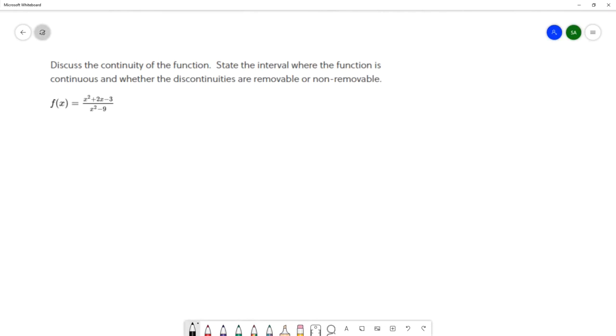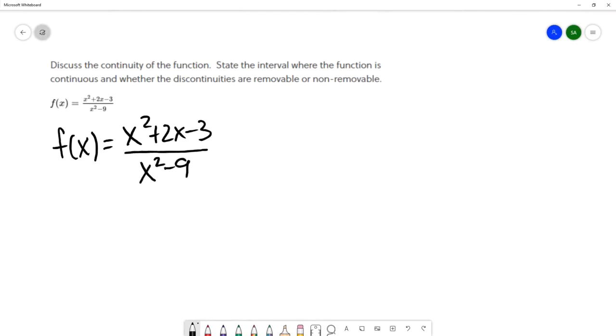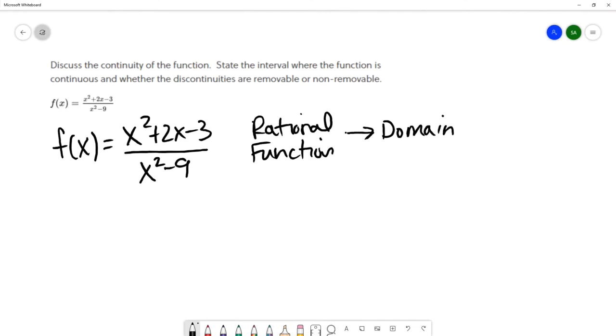So this function, I'm going to write it a little bit bigger. x squared plus 2x minus 3 over x squared minus 9 is a rational function. And because it's a rational function, I know that if I find the domain of this rational function, that is going to be the same as the places where this function is continuous. So by finding the domain, I'm going to find any discontinuities as well as where the function is continuous.